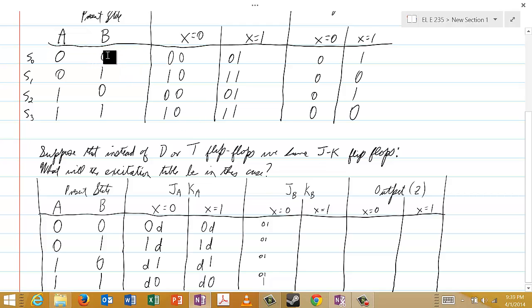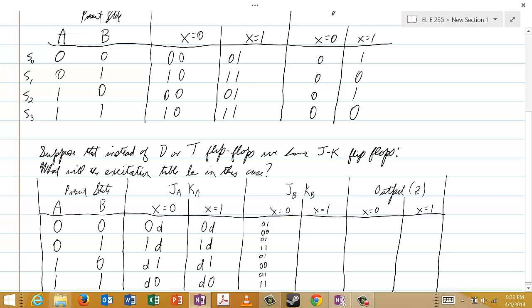Now, in the first case, the present value of B is 0, and the next value of B is 0, another possibility for J and K that would make that happen is 0, 0, because that says keep doing what you're doing. In the next case, we have 1 going to 0, and that could be the result of a 1, 1, because it's a toggle. Here, 0 goes to 0, and that could be 0, 0. And here, 1 goes to 0, and so that's 1, 1.